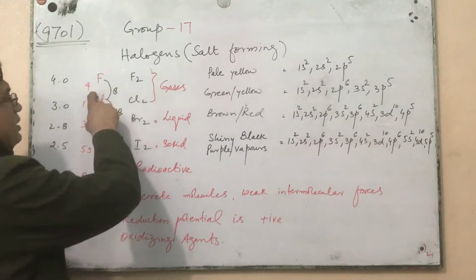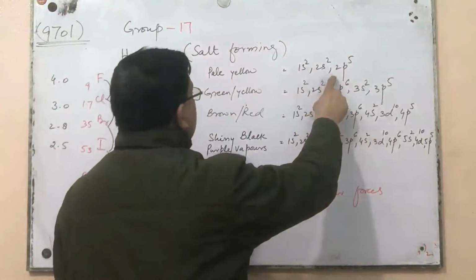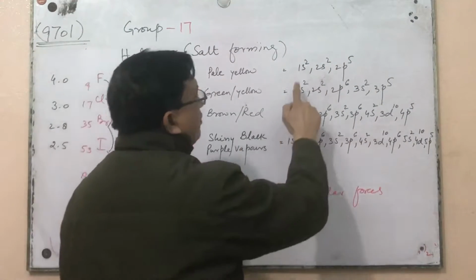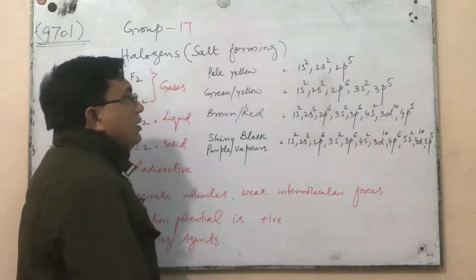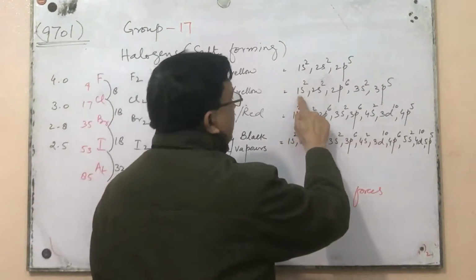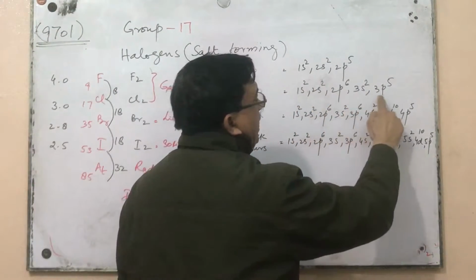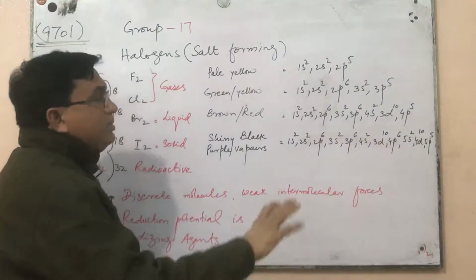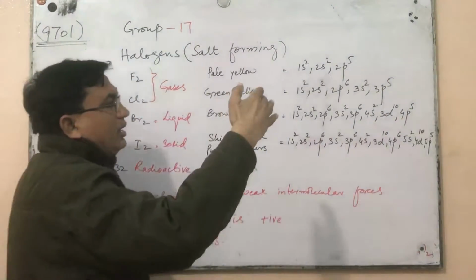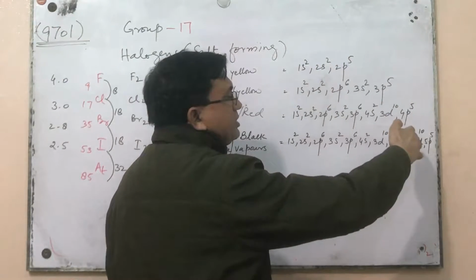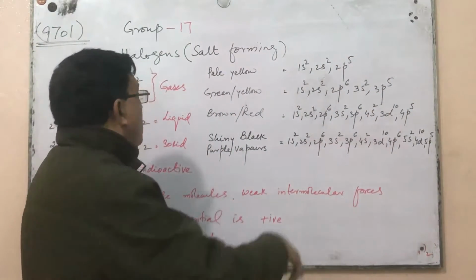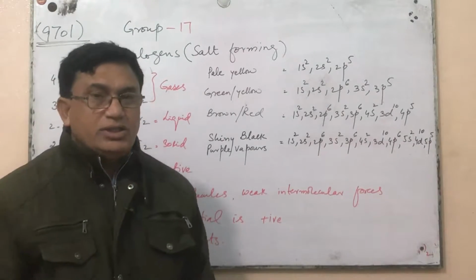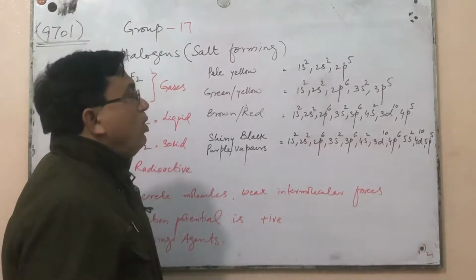Now, if we show the electronic configuration, fluorine is 1s2 2s2 2p5. Then for chlorine, 1s2 2s2 2p6 3s2 3p5. It means that the last electron of halogens enters into the p subshell. That's why all these halogen members are called p block elements.